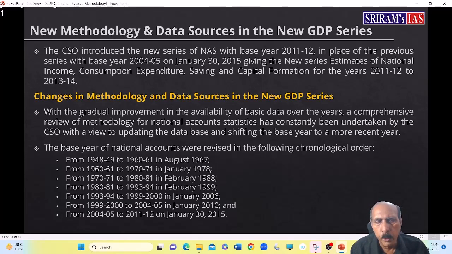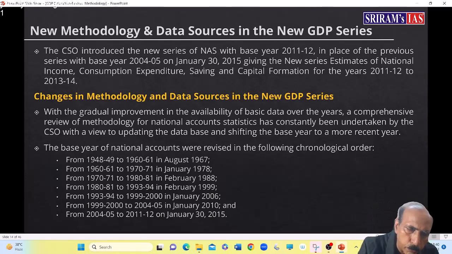Because over a period of time, the data availability has improved. Maybe the pattern of production has changed. Maybe some of the items are eliminated and new items have been introduced. And therefore, over a period of time, the structure of the economy must have changed. And that's why, to incorporate the changes in the system, we change the base year.